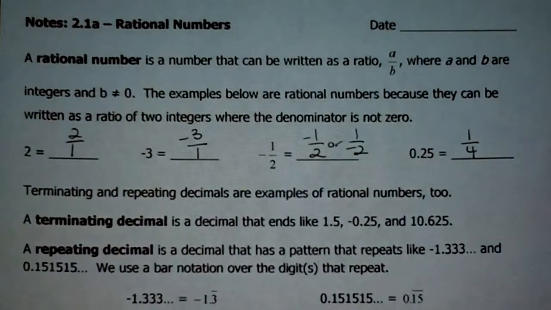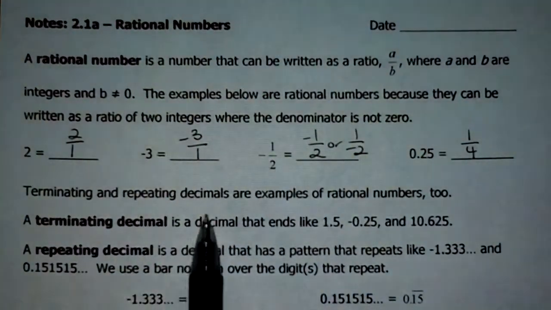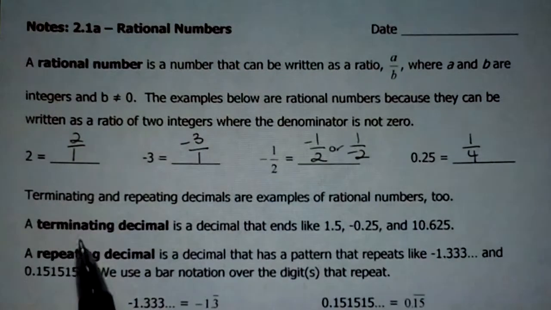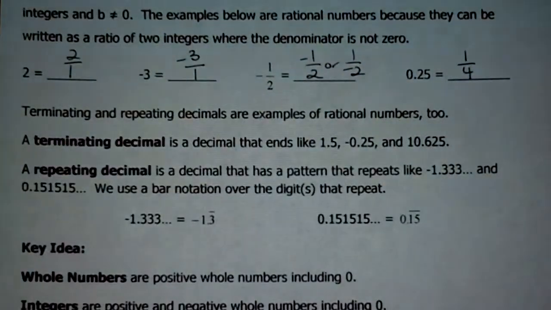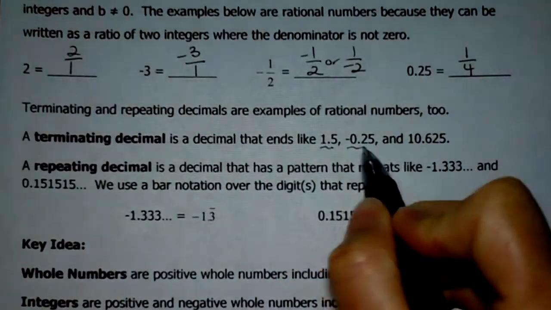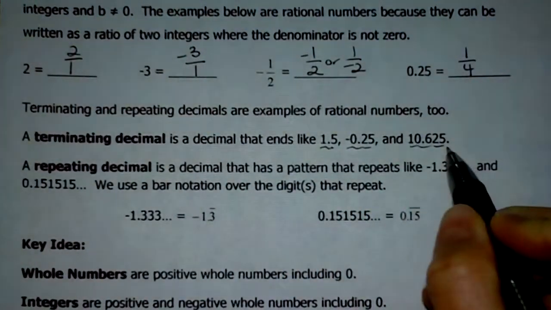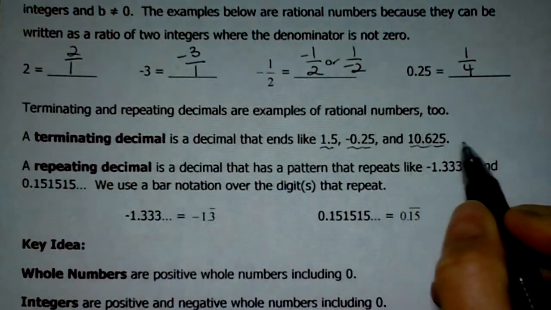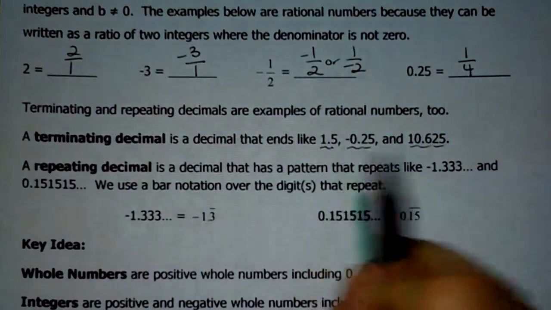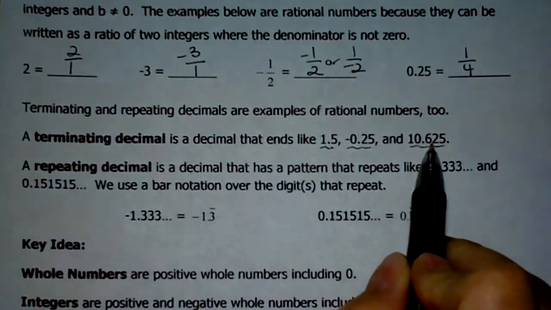So that's part 1. Terminating and repeating decimals are also rational numbers too, because they can be written as ratios where A and B are integers. What is a terminating decimal, you say? It's a decimal that ends. It terminates. It ends like the Terminator stops everything. So examples like 1.5, negative 25 hundredths, 10.625, those are just plain old decimals. There aren't any dots, there aren't any bars over the top, they just end. Those are terminating decimals. All of these can be written as fractions.